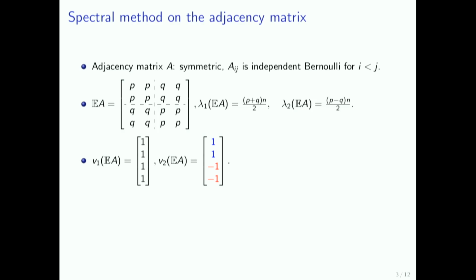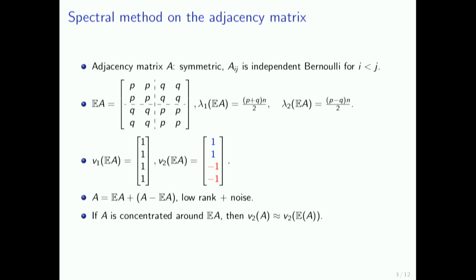However, we don't have access to the expectation, so what we have is a noisy version of the expectation. The adjacency matrix you observe is a low-rank perturbation of a noise. So if we can show that a certain concentration phenomenon holds, that the adjacency matrix concentrates around the expectation, then through some perturbation analysis, you would expect the second eigenvector of this random matrix to give you meaningful information about this partition. Okay? This heuristic can be made rigorous using the Davis-Kahan theorem, eigenvector perturbation analysis, or concentration of random matrices.